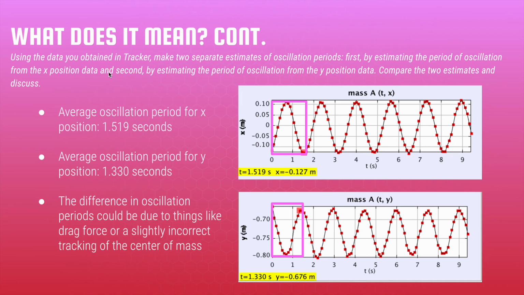So, using the data you obtained in Tracker, make 2 separate estimates of oscillation periods. So, my estimate for the first oscillation period was approximately 1.519 seconds in the x direction, and for the y position, it was approximately 1.33 seconds. So the difference in oscillation periods could be due to things like drag force or slightly incorrect tracking of the center of mass.